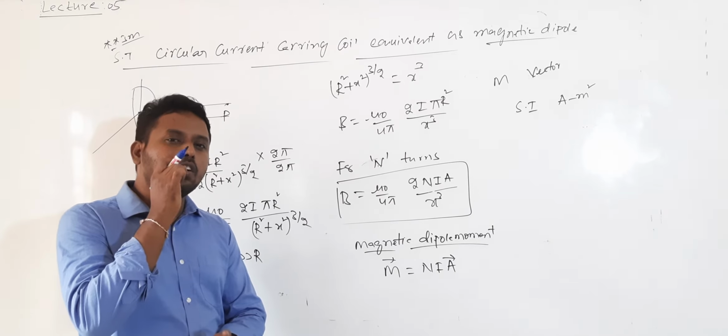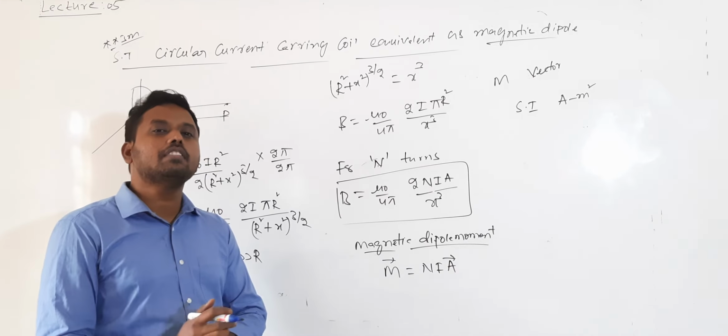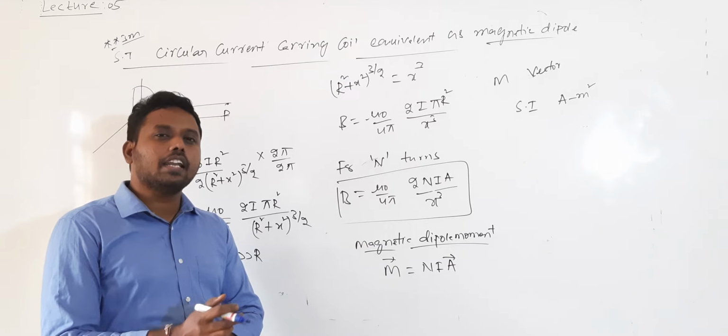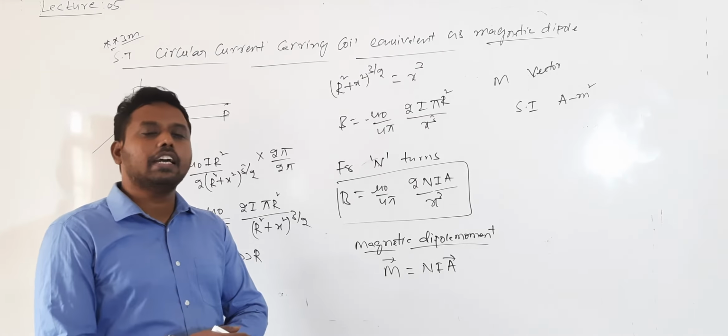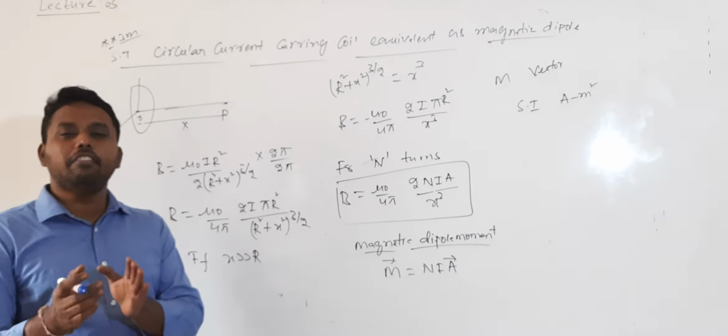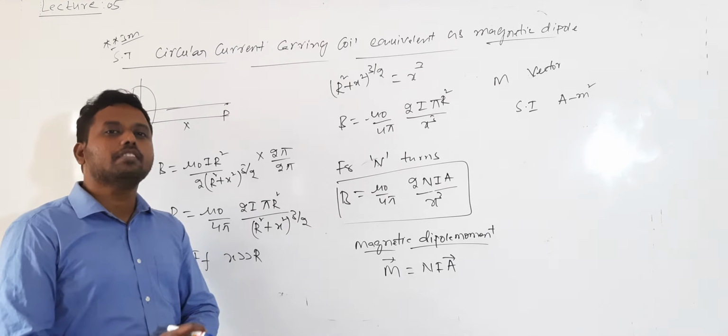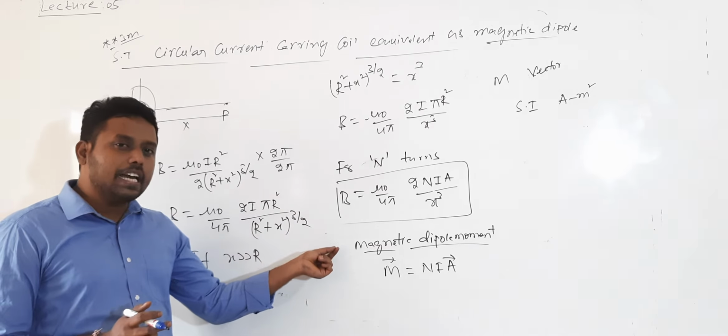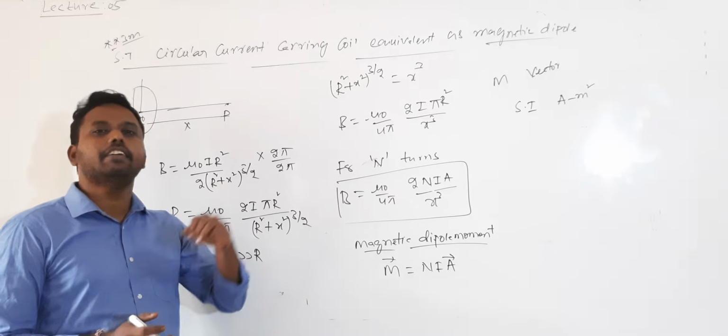So perpendicular to which one now? Plane. So of the circular coil. So in a circular coil, in what direction is the current passing? That circular coil will be perpendicular to the plane of the circular coil. And regarding the direction of this magnetic moment, we will discuss in detail.